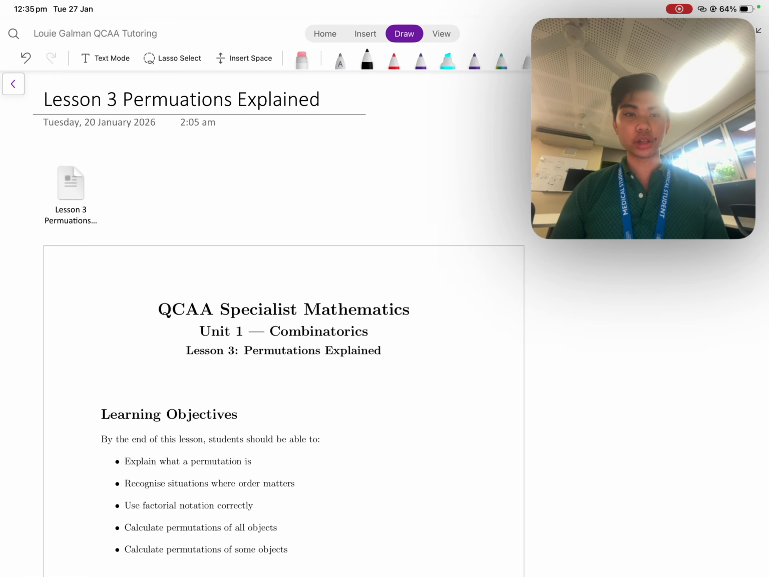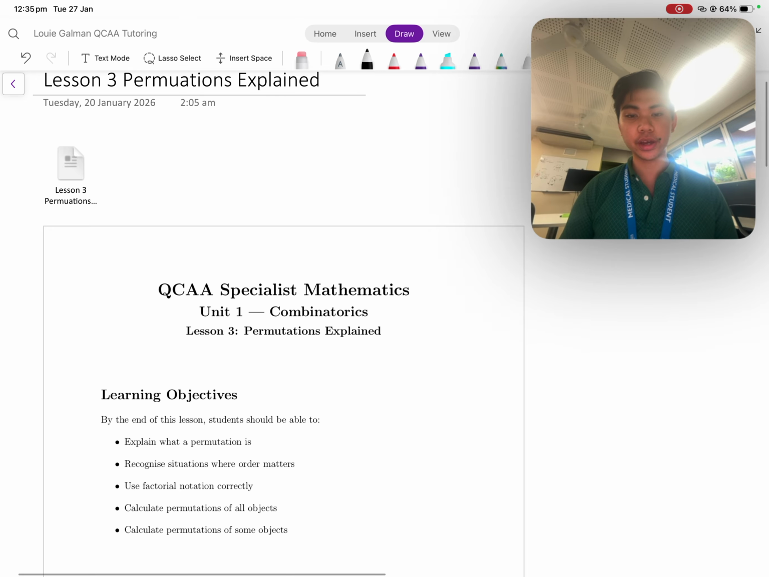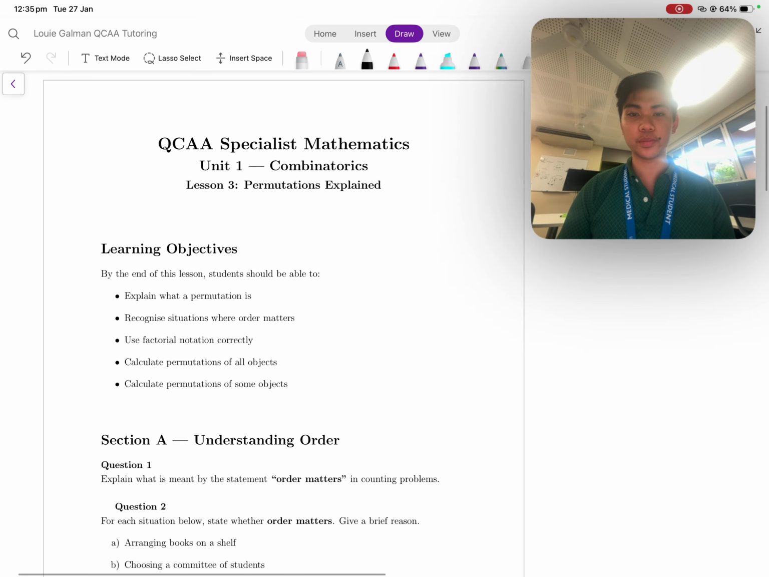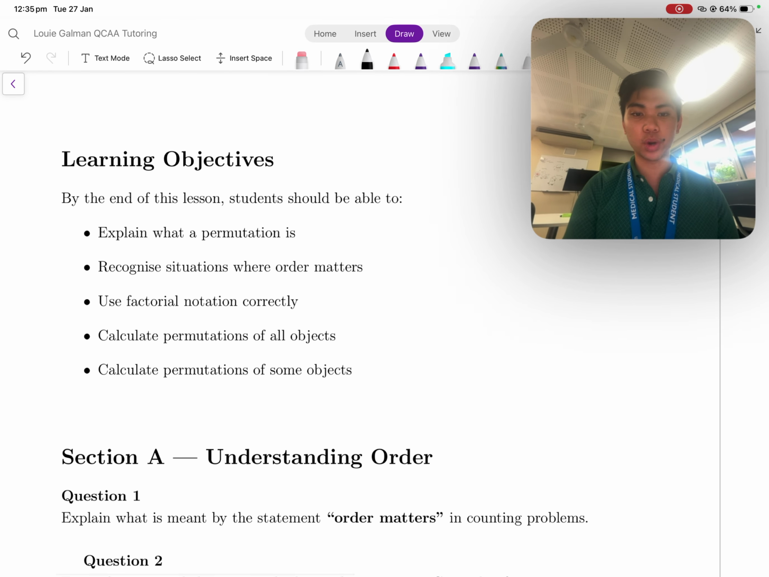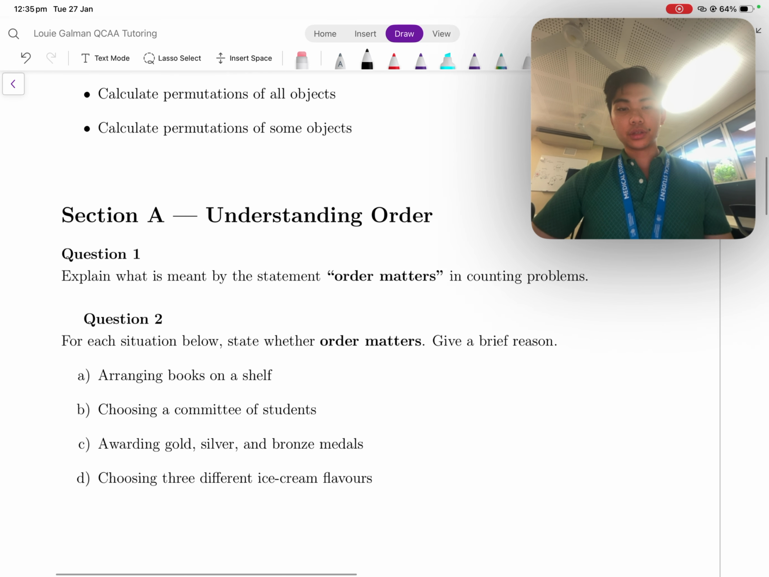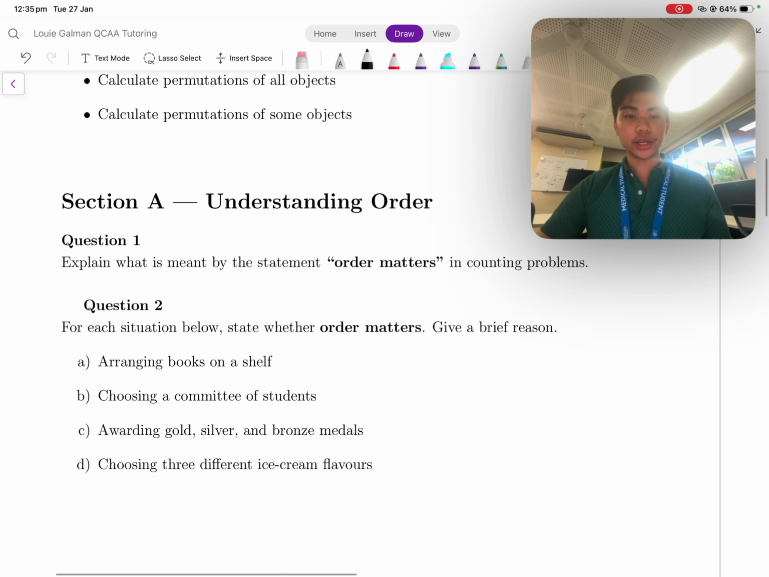Hello everyone, welcome to Lesson 3, Permutations Explained for the QCAA Specialist Mathematics Unit 1 Combinatorics. By the end of this video, you should be able to explain what a permutation is, recognize situations where order matters, use factorial notation correctly, calculate permutations of all objects, and calculate permutations of some objects as well. So section A, understanding order.